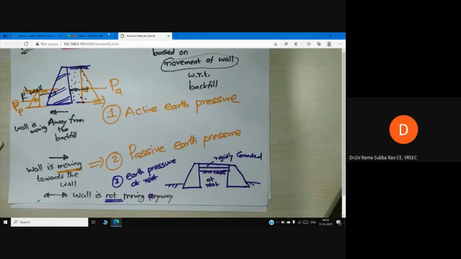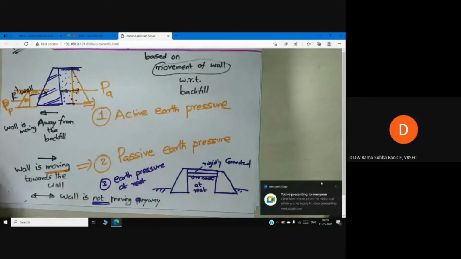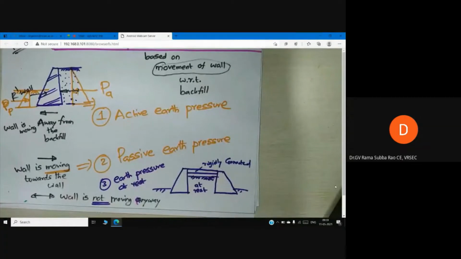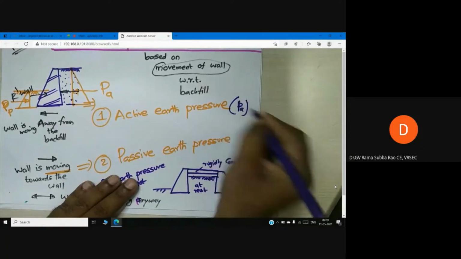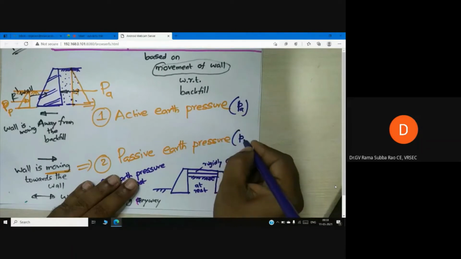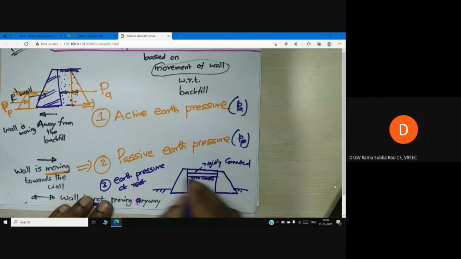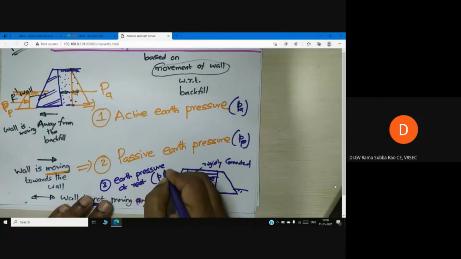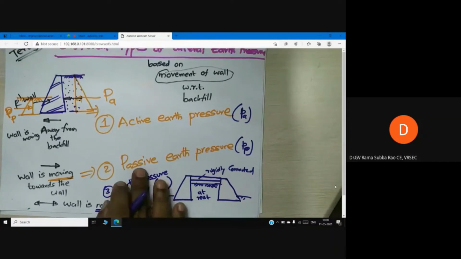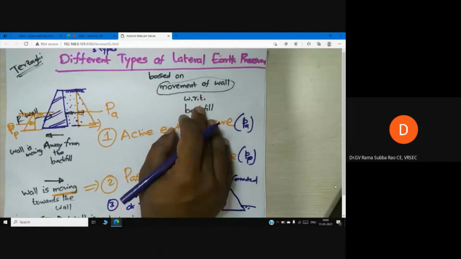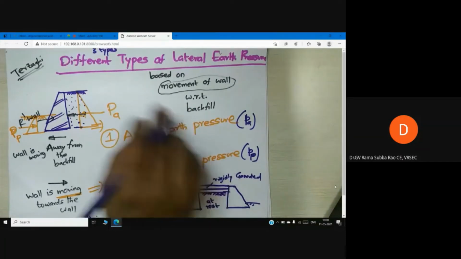So now there are three types of earth pressures. Let me tell you now. One is active earth pressure, the second one is passive earth pressure, Pp, and the last one is earth pressure at rest. So are you okay now? There are three types of earth pressure. This categorization is done by Terzaghi.